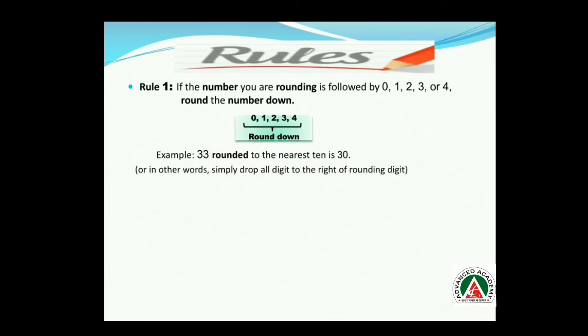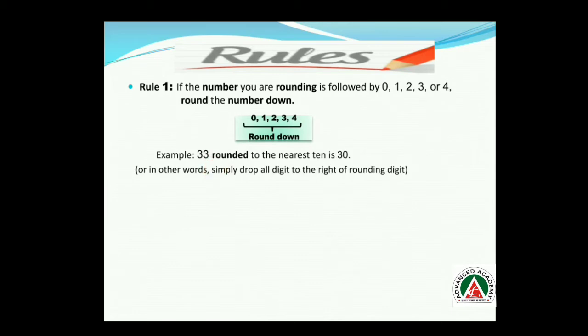Or in simple words, we can say: simply drop all digits to the right of the rounding digit. For example, if you have to round off tens, then drop all the digits to the right of the tens place, and there we have to write just zeros.